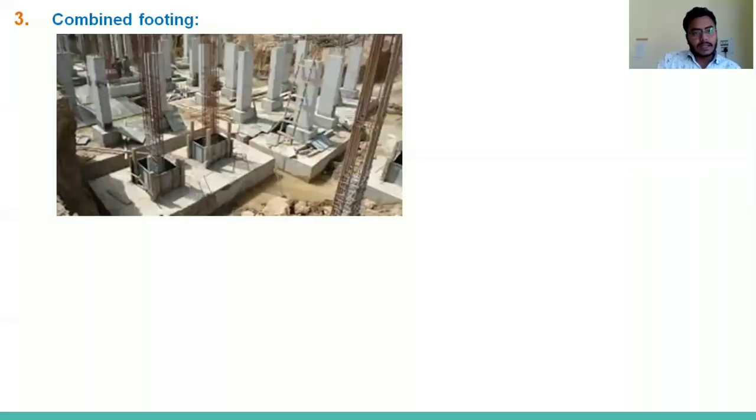In the figure you can see a combined footing shown as a rectangle. This is the rectangular combined footing. The rectangular combined footing is generally designed when the same load is coming on the two columns. So in that case we go for the rectangular combined footing.